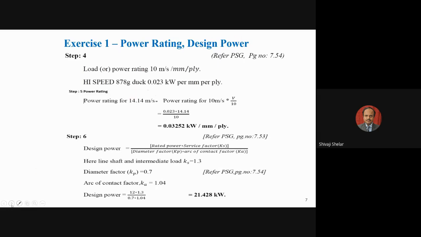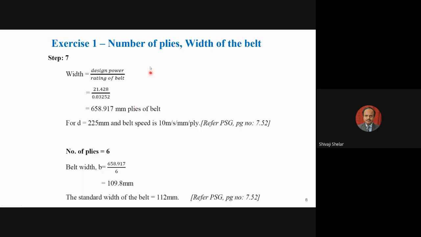We have completed now the power rating and design power. So next step you have to calculate width and number of plies. So you can see here, step 7, number of plies we are going to calculate. For that we need the design power upon the rating of the belt. So if I use a single ply belt, then I require the width equal to 21.428 upon 0.032552. So I require a width of the belt equal to 658.917 millimeter if I use single ply.